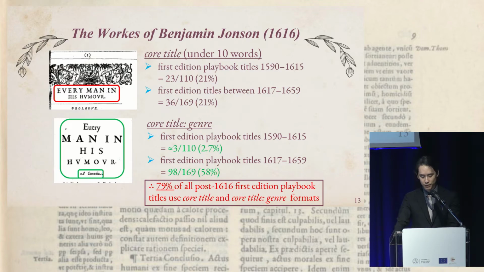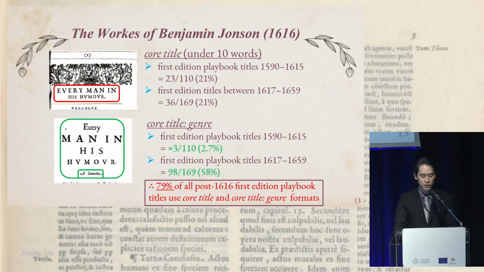The latter format, so core title genre, in exact replication is also curiously absent in professional playbooks before 1616. Only around 3 out of a total of 110 first edition playbook titles before 1616 are structured in a format resembling Jonson's core title genre format. Although about half of these 110 titles mention genre in some way, aside from these 3 outliers, generic designations always appear at the beginning of titles. In other words, roughly before 1616, the convention was that genre was almost never to appear at the end of the title for some reason.